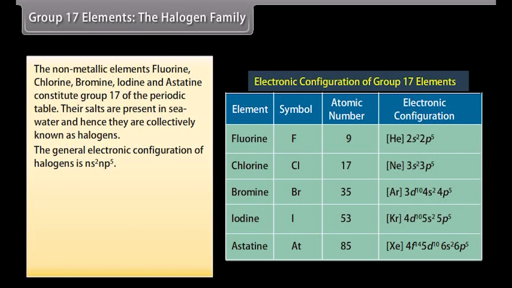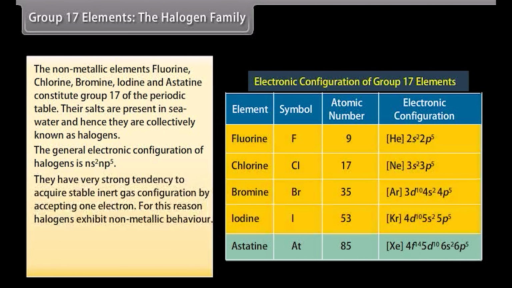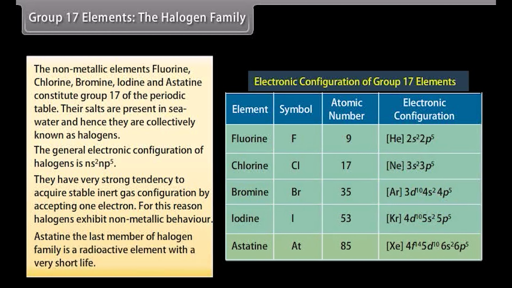The general electronic configuration of halogens is ns2 np5. They have a very strong tendency to acquire stable inert gas configuration by accepting one electron. For this reason, halogens exhibit non-metallic behavior. Astatine, the last member of halogen family, is a radioactive element with a very short life.